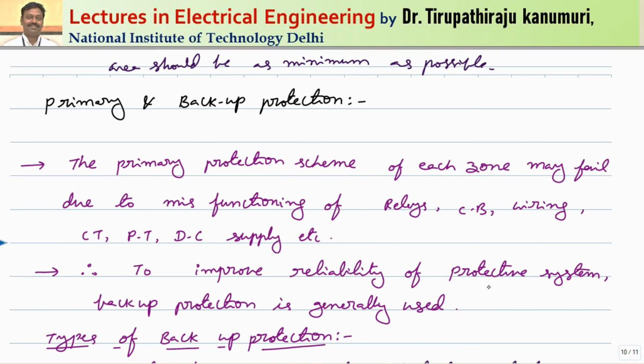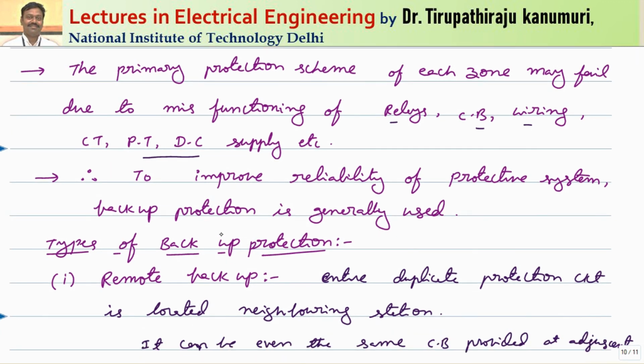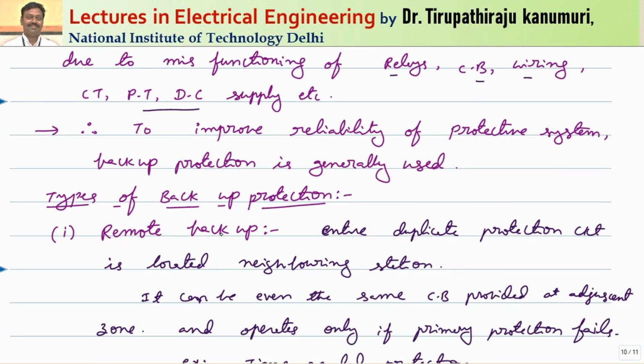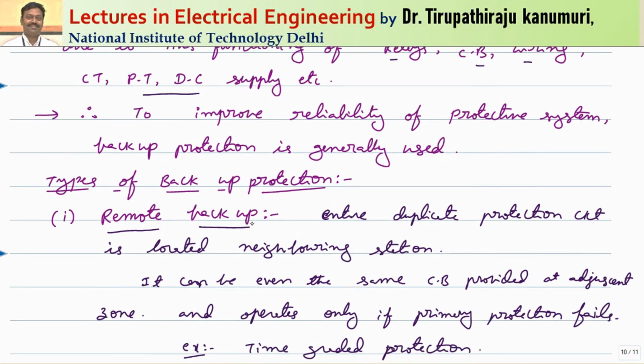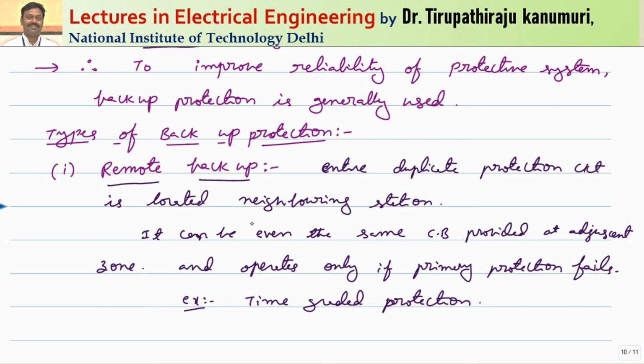Now, sometimes this primary protection may fail due to some reason, due to the malfunctioning of the relays, circuit breakers, wiring, even CT/PT, DC supplies, etc. So in order to protect against that, we go for primary and backup protection schemes. If due to some reason the primary protection scheme mentioned above fails, then backup protection will be required to improve the reliability. There are different types of backup protection schemes that are used. First one is called a remote backup. The name itself tells that backup is provided at a remote location. Generally, the backup is provided in some adjacent zone of the protection.